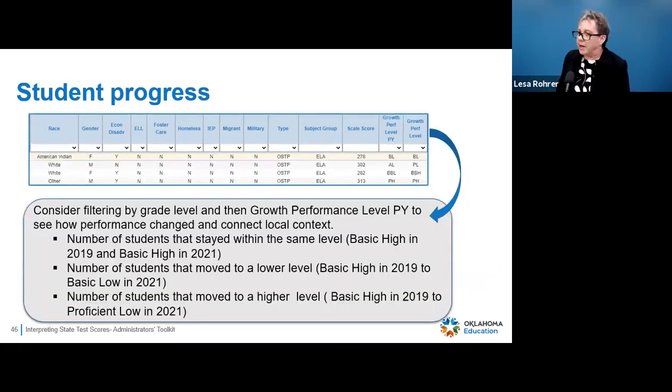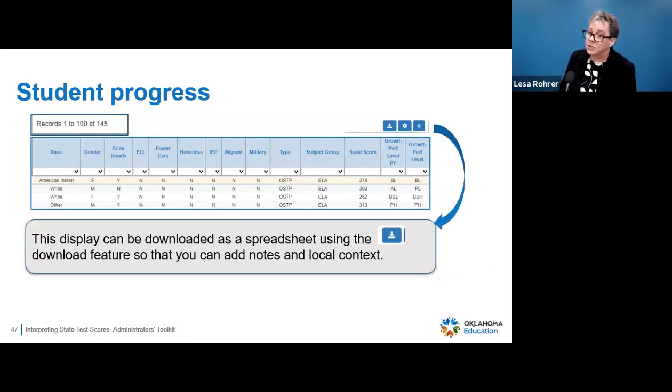Here are some things that you can think about with the student progress. Again, the column up at the top, the number of records, lets you know how many students are meeting each of these criteria. You could look at the number of students that stayed the same, moving from grade 3 to 5. I could look at the number of students that move to a lower level. I can look at the number of students that move to a higher level. I can take that and connect it with my local data and help corroborate what I already know about what might be working in our system, because remember, this is about curricular decisions. Student progress can also be downloaded in a spreadsheet so that you can filter, you can put in pivot tables, you can manage this data however you choose to.